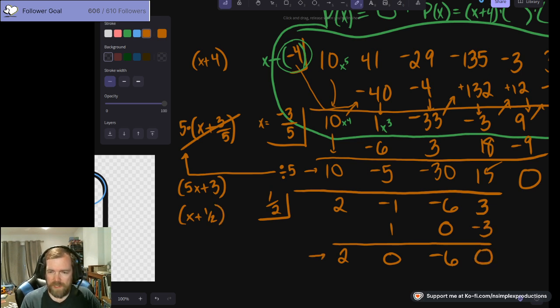Again, this has a common factor. We can divide everything by 2 and instead put that at the front here, 2 times all that. So then we say, okay, it's not going to be that. It's instead going to be 2x plus 1.